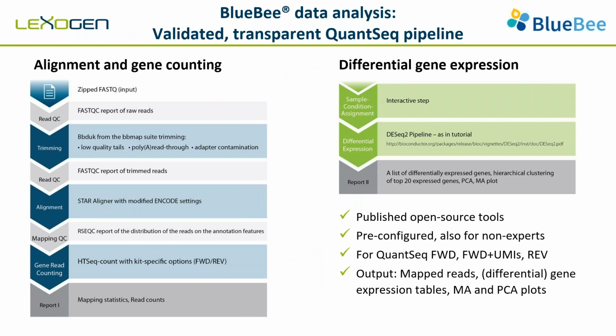So here's an example of the workflow of the Quantic pipeline as well as the DE analysis pipeline. Our pipelines include published open source tools, which are prefigured and for non-experts. As mentioned previously, output files include mapped reads, gene expression tables, MA and PCA plots. And all of our pipeline workflows, which are pictured here, can be found in their respective user guides.